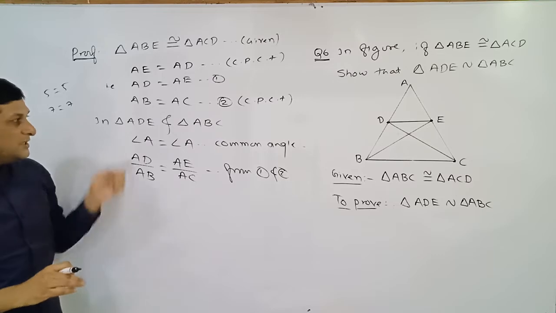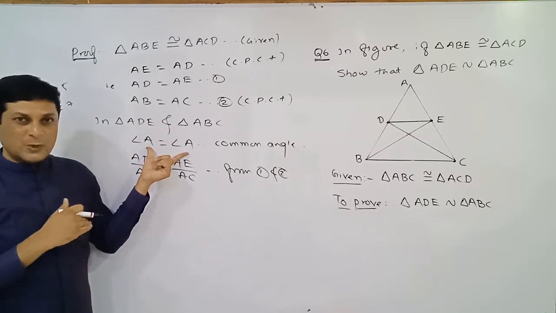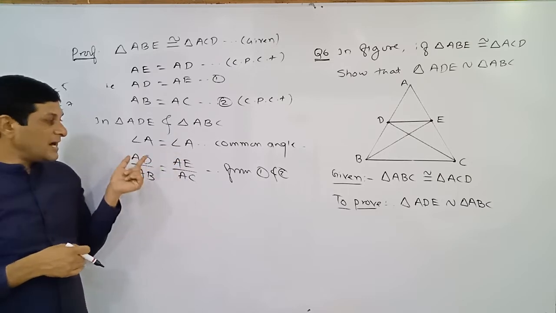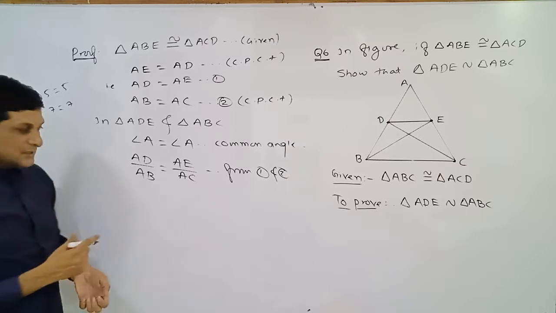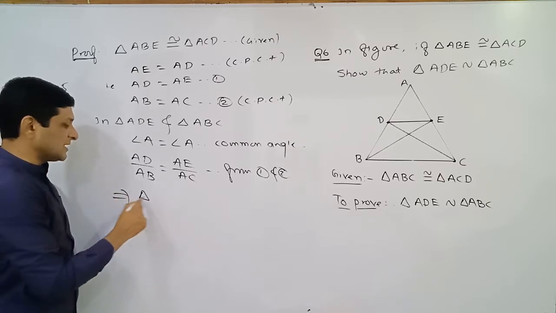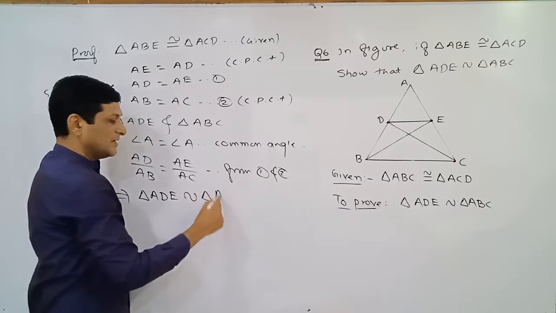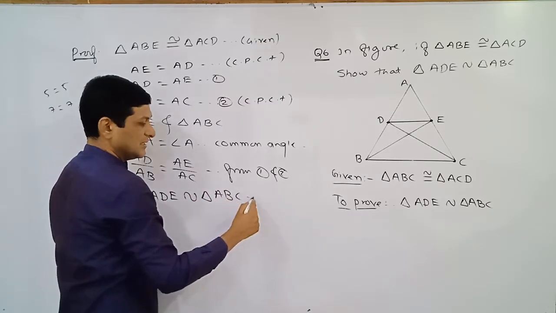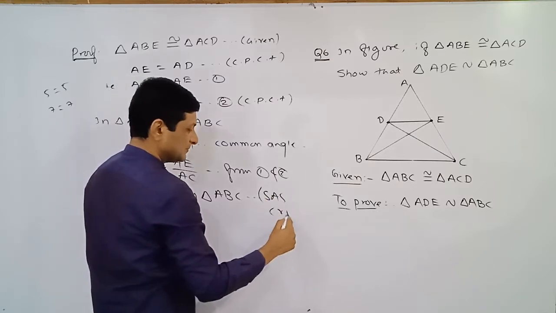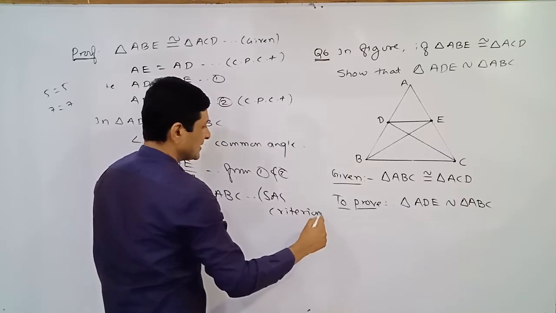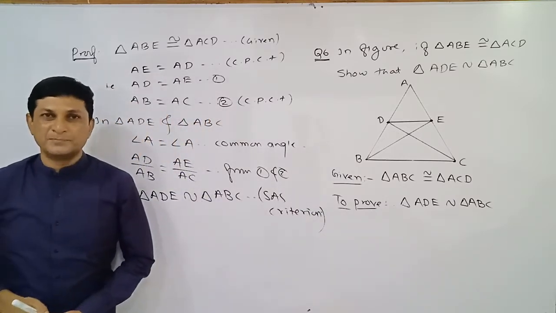Now in these triangles, we have shown that one pair of corresponding angles is equal and the sides including this angle are in proportion. That's why we can say that these two triangles are similar. So triangle ADE is similar to triangle ABC by SAS criterion. And this is our required result which we had to prove here.